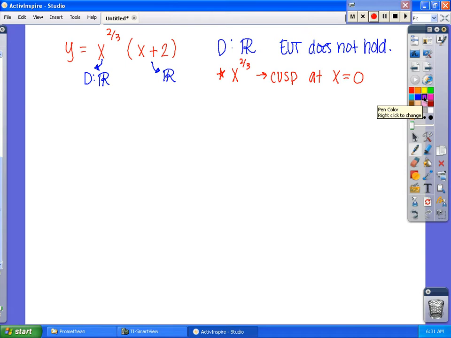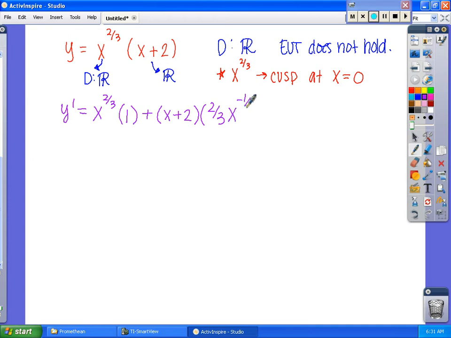The first step we did, we found our domain. Our second step is to find the derivative. So this is a product rule. I'm going to start with x to the 2/3 times 1 plus x plus 2 times the derivative of the first term, which would be 2/3 x to the negative 1/3. So what does that really look like? Let's write this out a little better. x to the 2/3, and over to the right, the negative power I'm going to take to the bottom of the fraction, along with the 3. In the numerator, I'm going to keep the 2 times x plus 2.